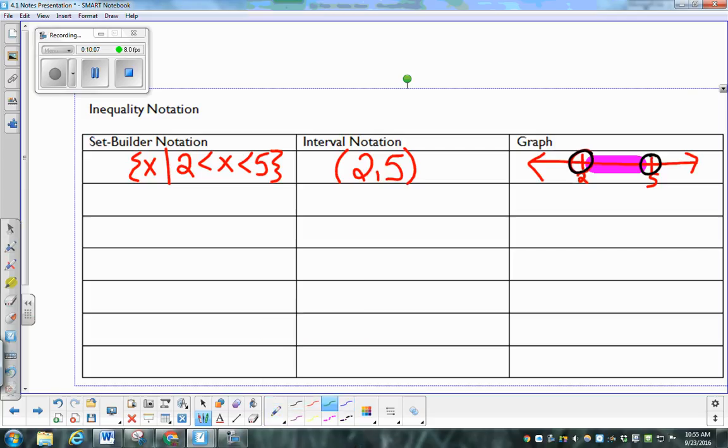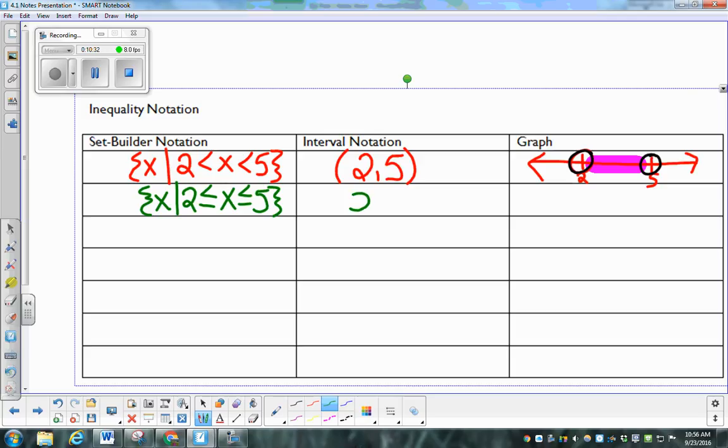So now we're going to look at the inequality where x is between 2 and 5, but it could equal either of those numbers. So we're going to look at all numbers x such that x is greater than or equal to 2, and it's less than or equal to 5. So now since x can reach those two numbers, we're not going to use parentheses anymore.